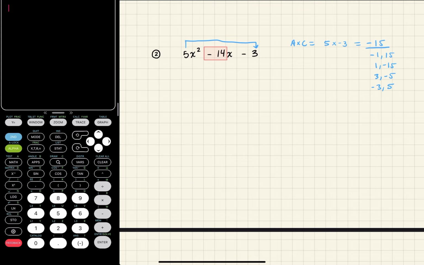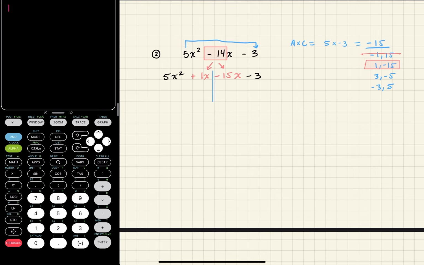So let's go through these. Negative 1 plus 15, well, that's positive 14. We need a negative 14. 1 minus 15 is negative 14. So these will be the two numbers we use here. We rewrite our problem, making sure we split the middle term. So that'll be, we're using a plus 1x and a minus 15x. And now we just factor by grouping.